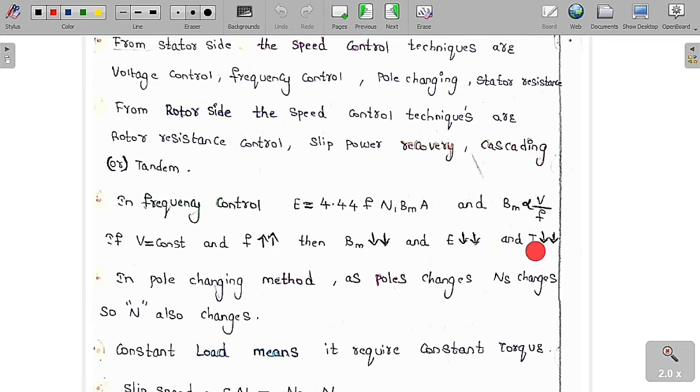I have already told you torque is a function of E, because T is equal to 180 by 2 pi into s E2 square R2 by R2 square plus s x2 square. As you can clearly see, torque is a function of E2. So as E decreases, torque also decreases.